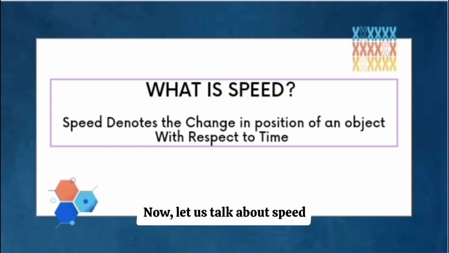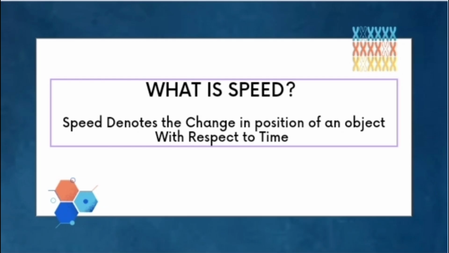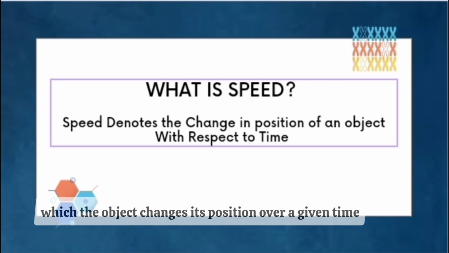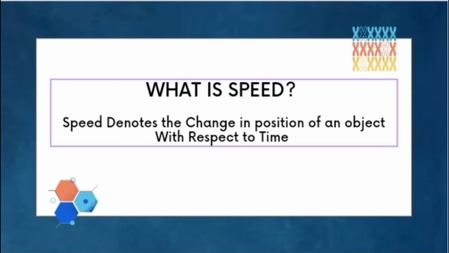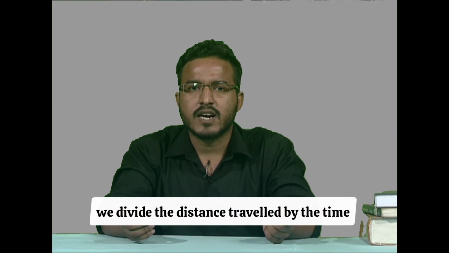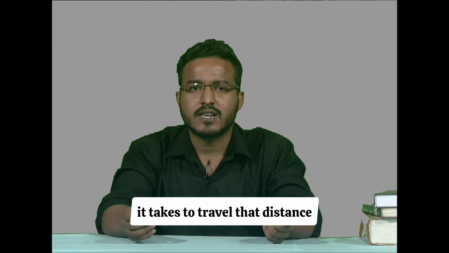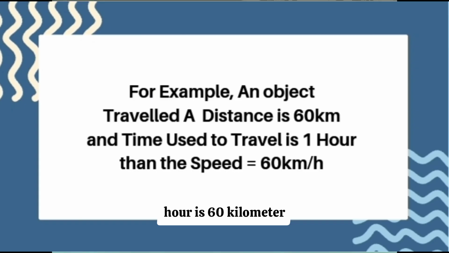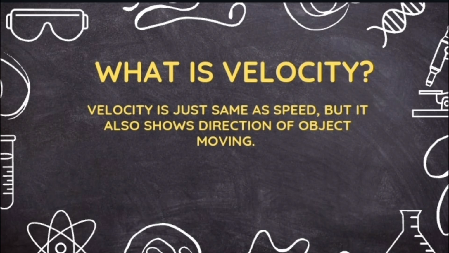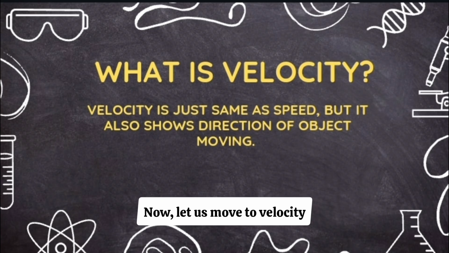What is speed? Now let's talk about speed. Speed is how fast an object moves. It's the rate at which the object changes its position over a given time. To calculate speed, we divide the distance traveled by the time it takes to travel that distance. For example, if you drive 60 km in 1 hour, its speed will be 60 km per hour.